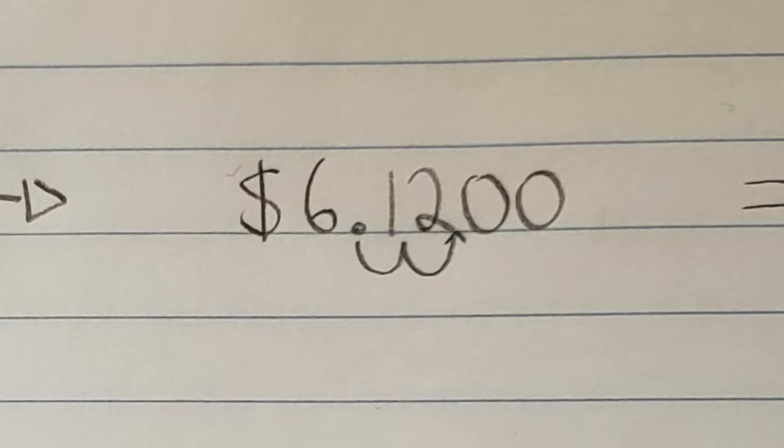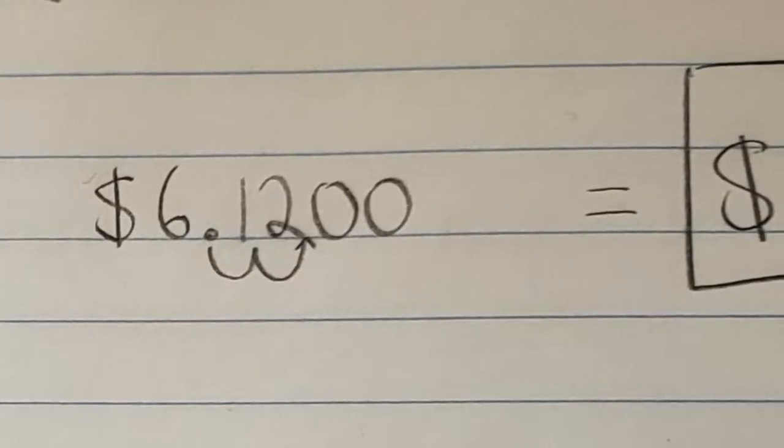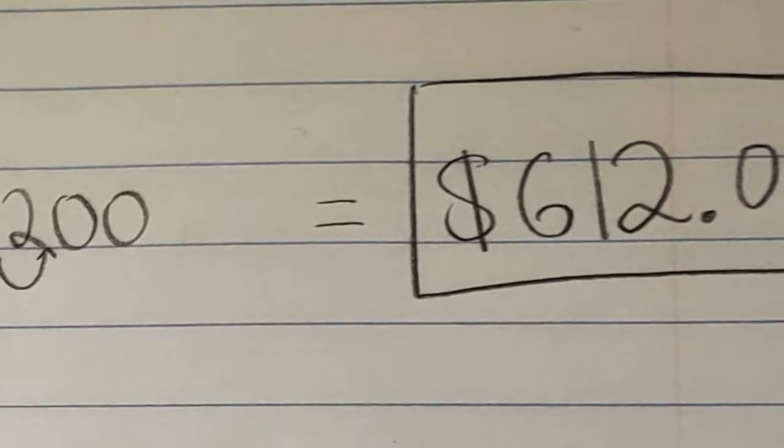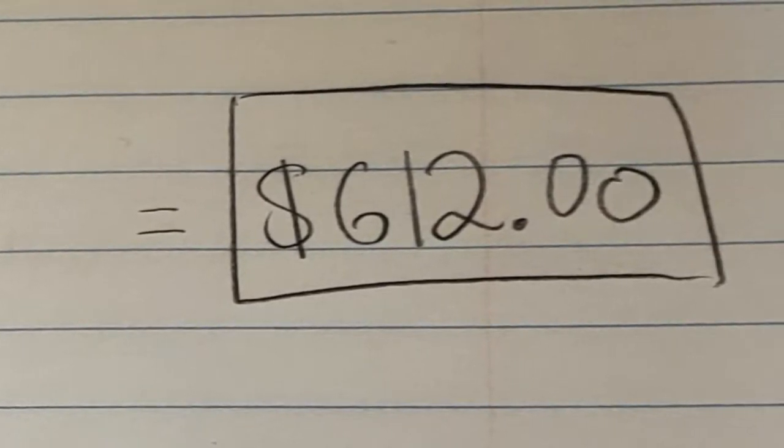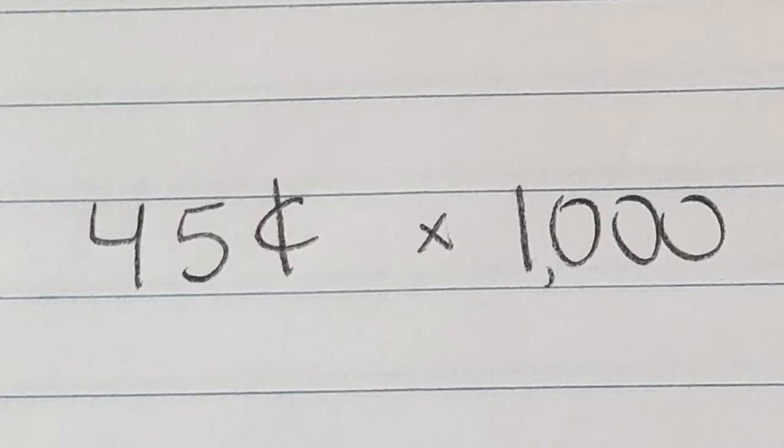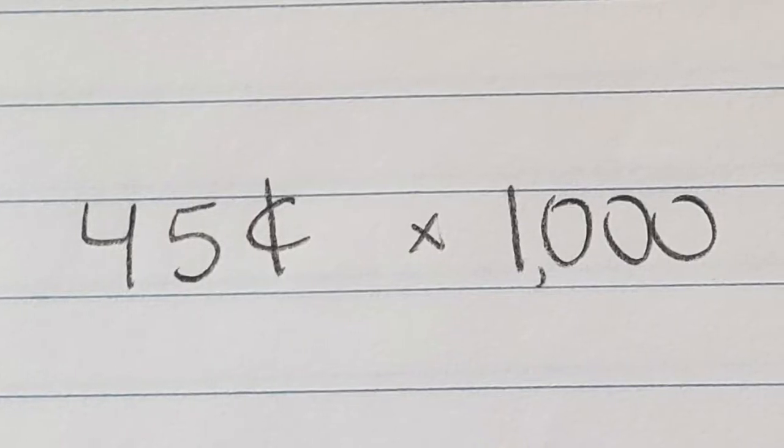So what we've got to do is move our decimal point over 2 spaces so that it is in the correct space for American money. That turns our answer into $612.00. See? So we still slapped those 2 zeros on, but we had to just move the little decimal point. Now let's do 45 cents times 1,000.